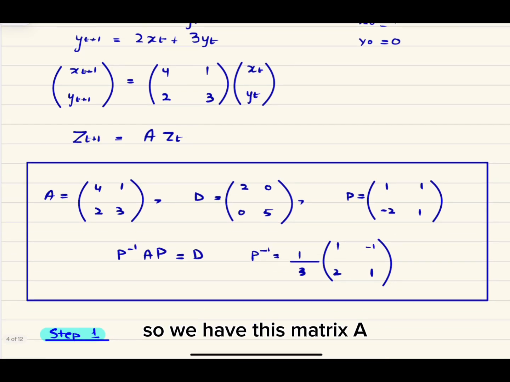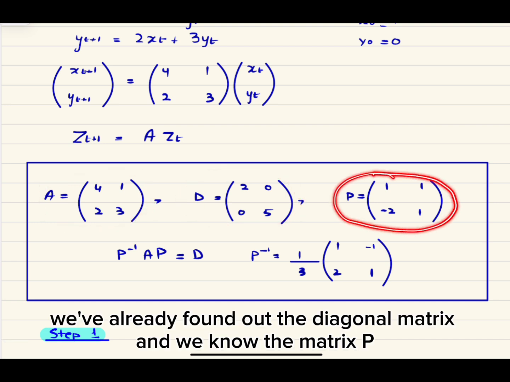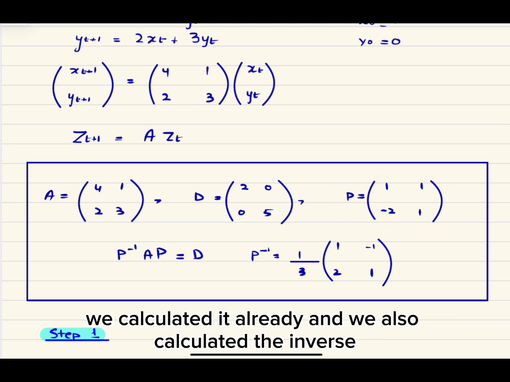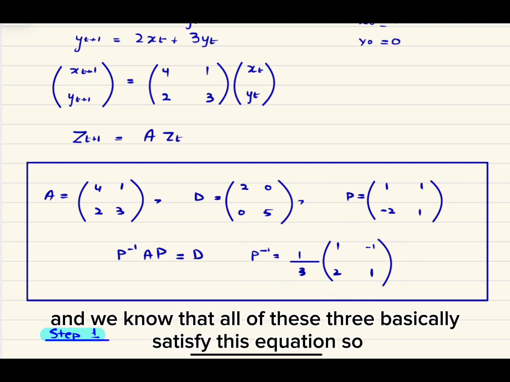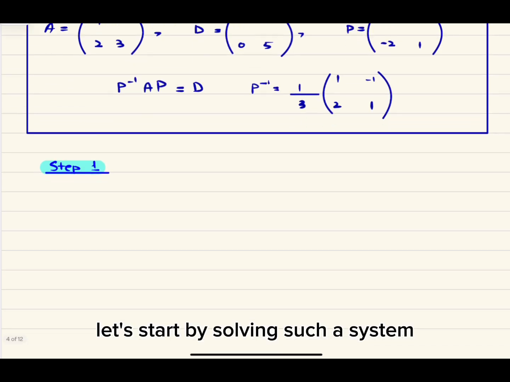So we have this matrix A, we've already found the diagonal matrix and we know the matrix P, we calculated it already, and we also calculated the inverse, and we know that all of these three basically satisfy this equation. So let's start by solving such a system.